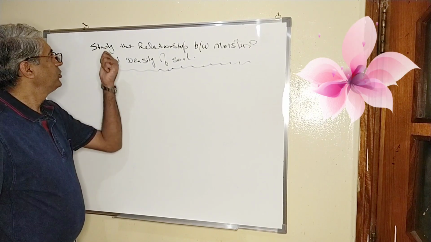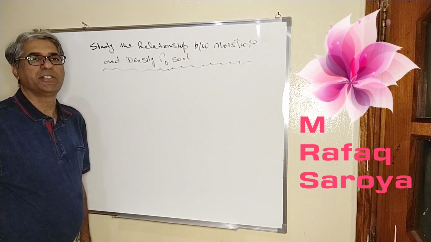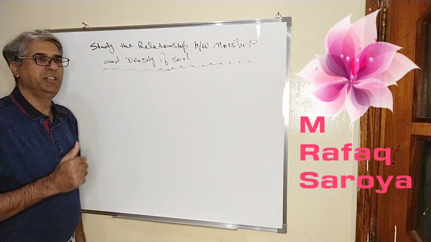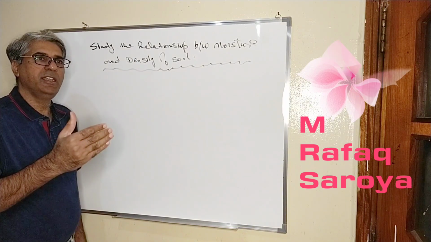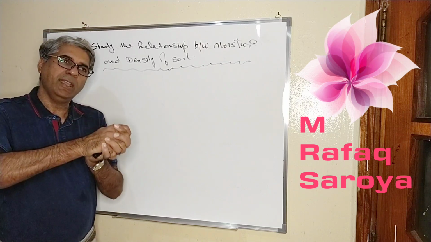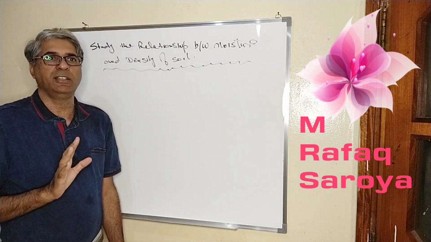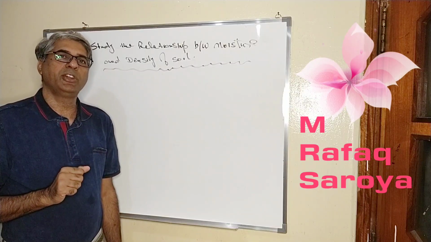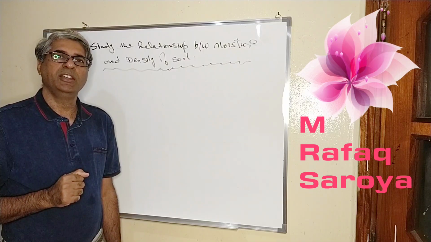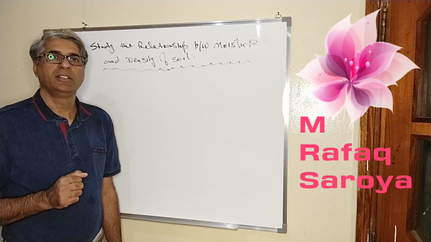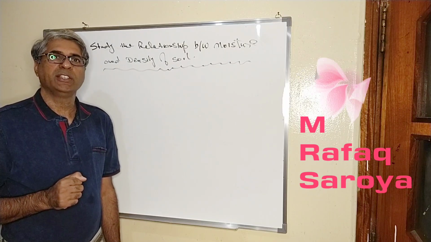Today we are going to study the relationship between the moisture and the density of the soil. In my previous video, I told you that as the moisture content increases, soil is being compacted and its density increases up to a certain limit, then it starts decreasing. There we had drawn a graph of the maximum dry density versus the moisture content, which is known as the Proctor curve.